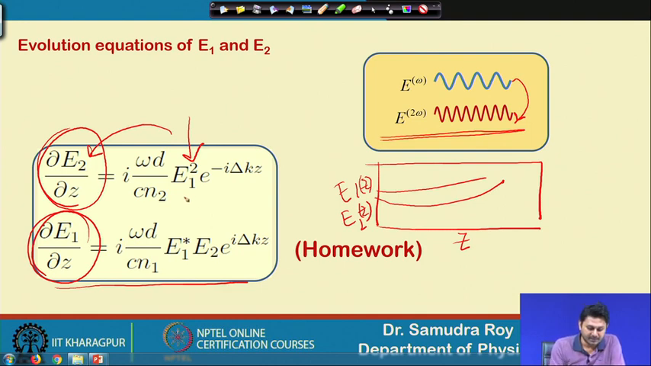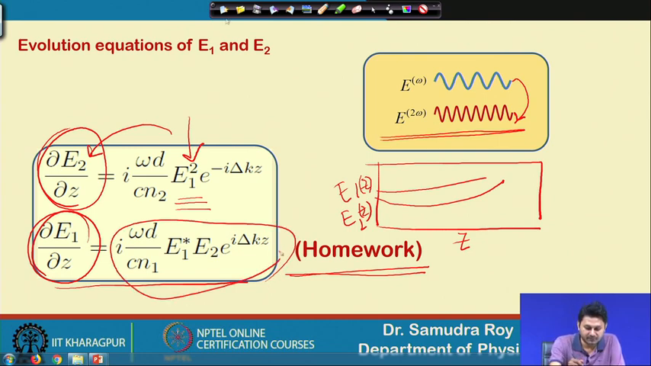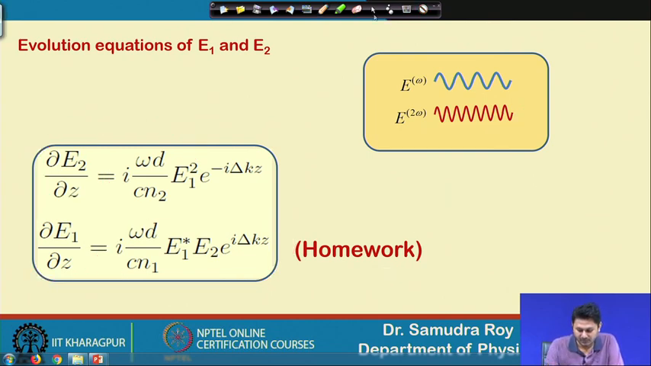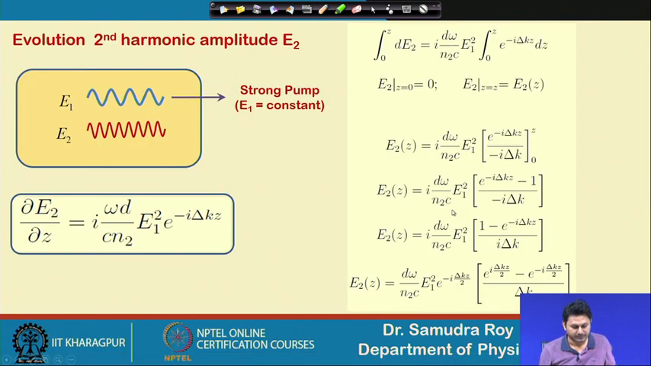But here it is important to note that E2 is going to be generated in the presence of E1. That means, E1 is basically some sort of driving force that generates E2. Also, in the previous class there was a homework. I believe all of you have done this homework and you have this expression in your hand. So, with this confidence let us go to the next slide.